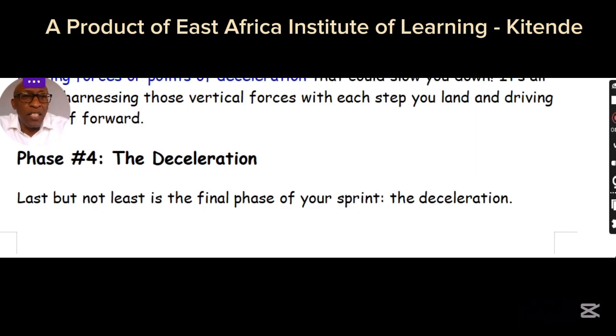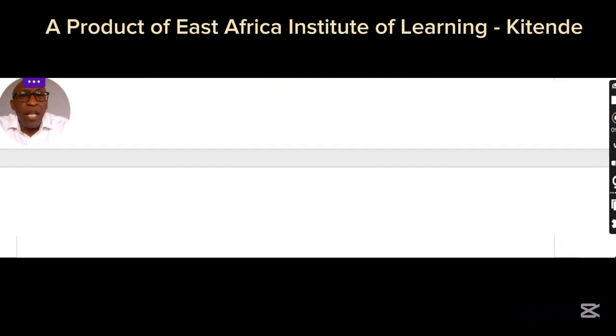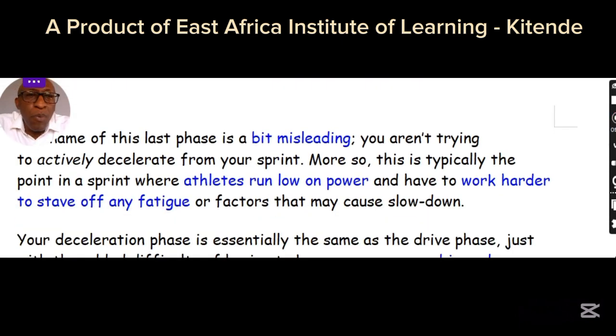Phase 4, deceleration. Now, this name can be a little bit confusing. Some people imagine that because it's deceleration, during this phase you reduce on the speed. No, that is not what it means. During this phase, in the body, the athlete is running low on power. So he has to work hard to ward off the fatigue.